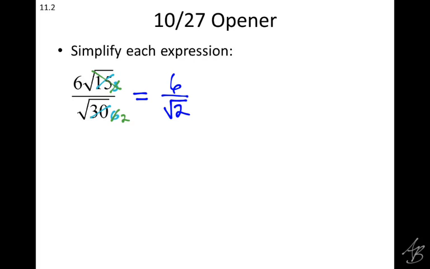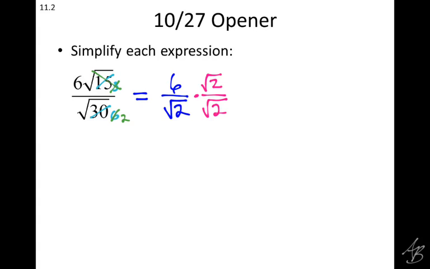Once we've simplified, now we need to get rid of the square root in the denominator. So how are we going to do that? Times the square root of 2. Just times the square root of 2? On both top and bottom. Okay, so we're going to multiply by the square root of 2 over the square root of 2.